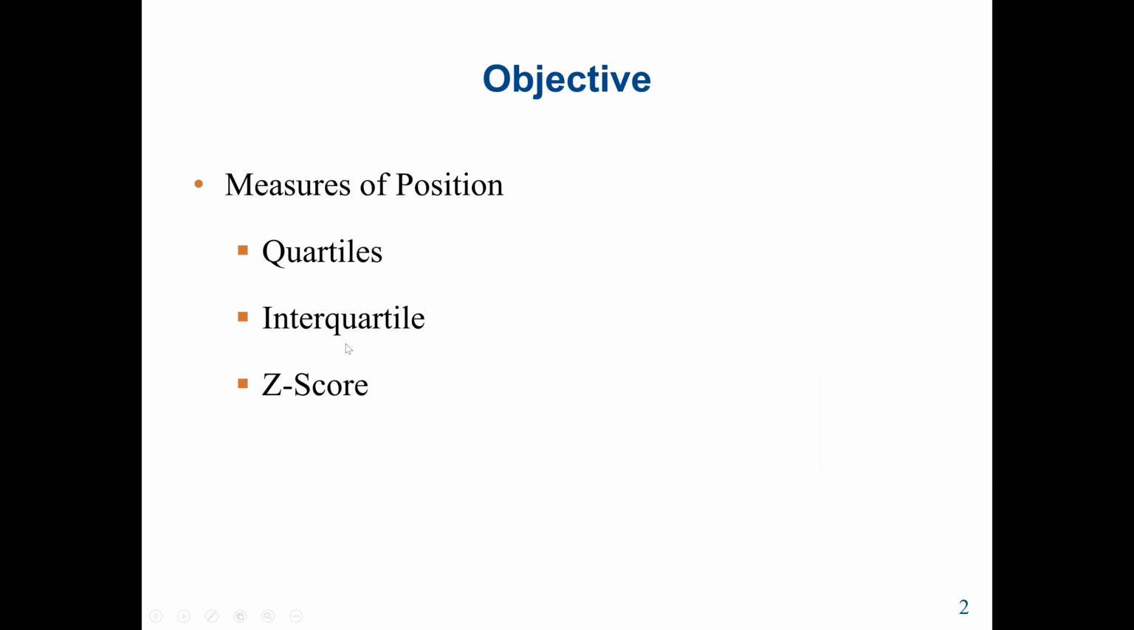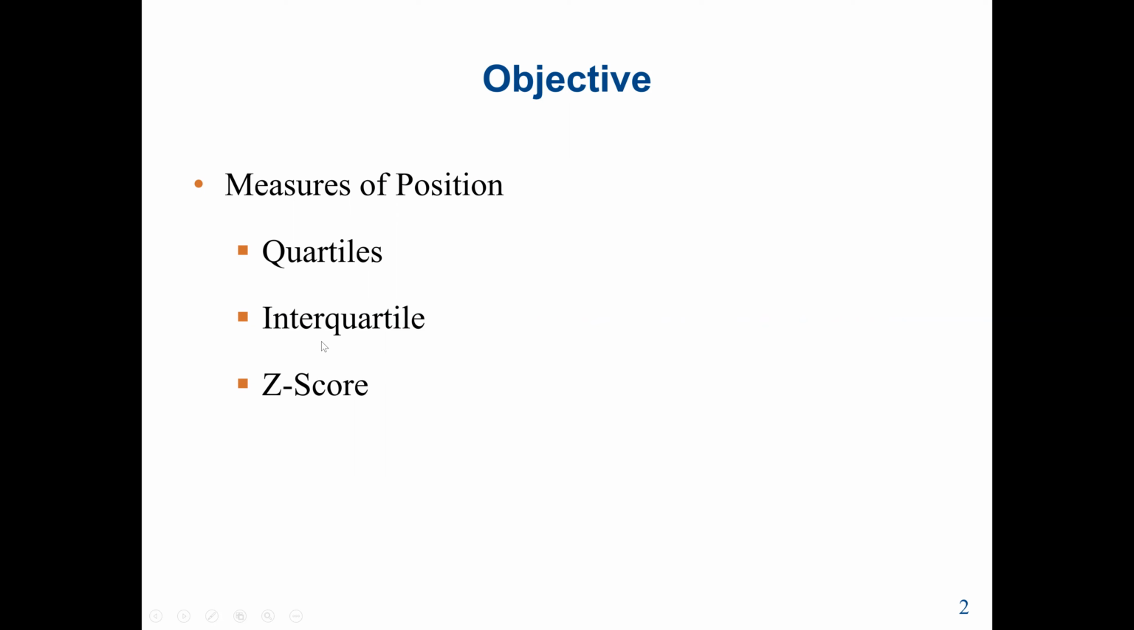So our main objective, again, is the measure of position. Normally, the measure of position is the quartiles. For example, we can know the 25th percentile, which is the quartile one. We can know the 50th percentile, which is the median. Then the 75th percentile is the Q3. So we can know the Q1, Q2, and Q3.